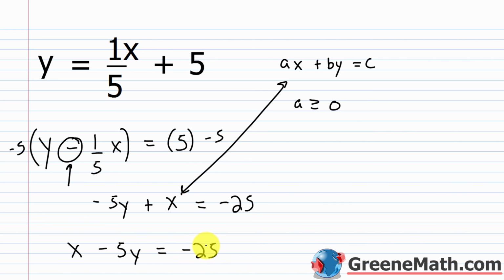And I've written this in standard form using the stricter definition. My a term here is 1, so it's greater than or equal to 0. My b term is -5. My c term is -25. So a, b, and c are integers. A is greater than or equal to 0. And a and b are not both 0. Neither of them are 0.